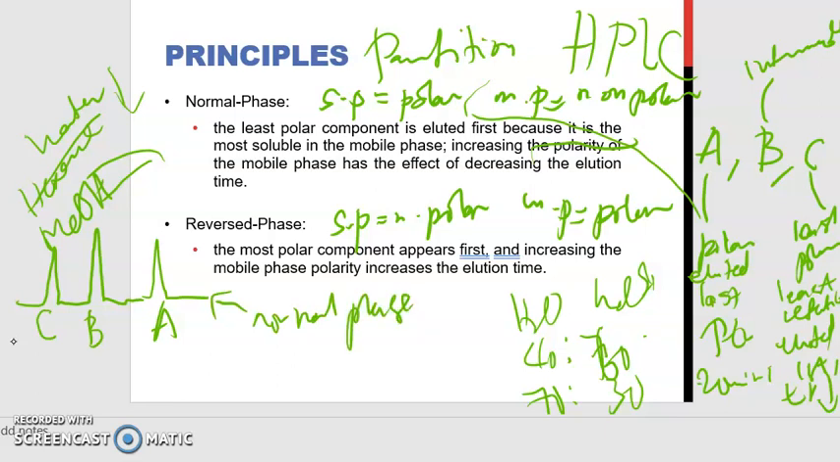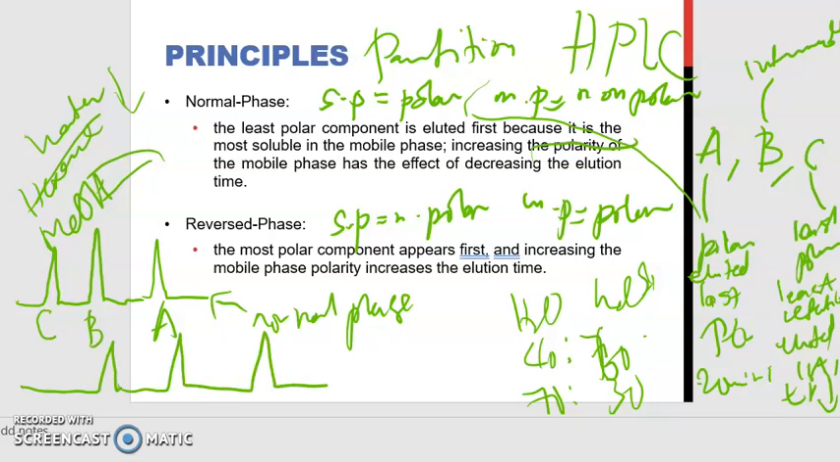Okay. What about reverse phase? So for reverse phase, dia terbalik pula. Stationary phase is non-polar, mobile phase is polar. So the most polar component will be eluted first. Sebab according to like dissolves like principle, it has low attraction towards non-polar stationary phase. So most polar compounds appear first. Kalau tengok ni, yang mana akan keluar dulu? Of course A lah keluar dulu. So A will be eluted first, followed by B, and then finally C.